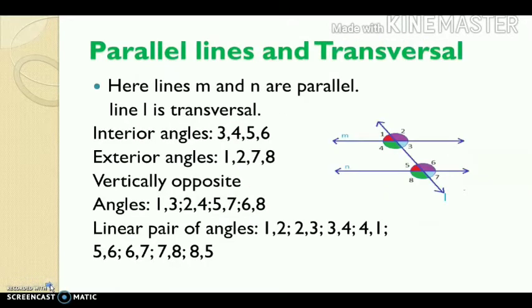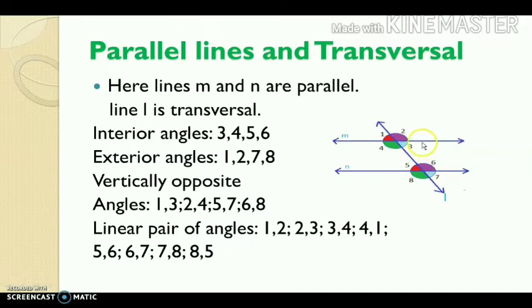Parallel lines and transversal line. Here we see M and N are two parallel lines and L is the transversal line. Many angles are formed, as we have named here: angle 1, 2, 3, 4, 5, 6, 7 and 8. Some are interior angles while others are exterior angles.